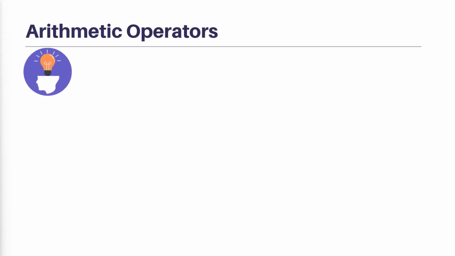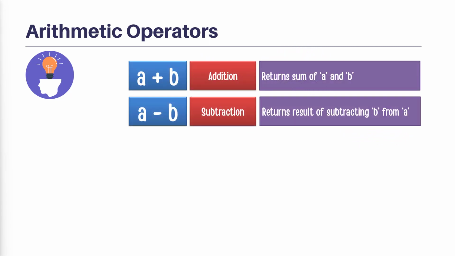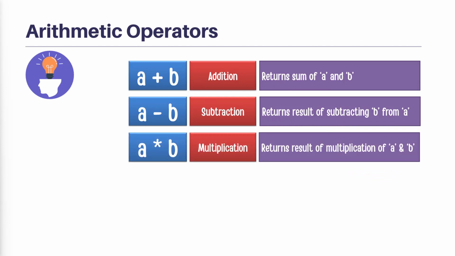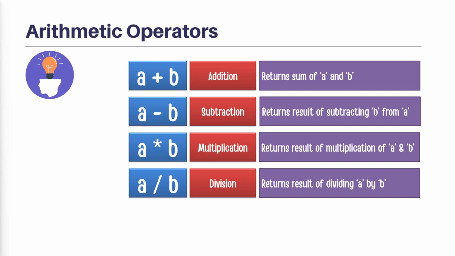This slide shows multiple arithmetic operators. We already have discussed these operators in previous chapters. The plus sign is the addition operator. The minus sign is the subtraction operator. The asterisk is for performing multiplication, while forward slash is for performing division.